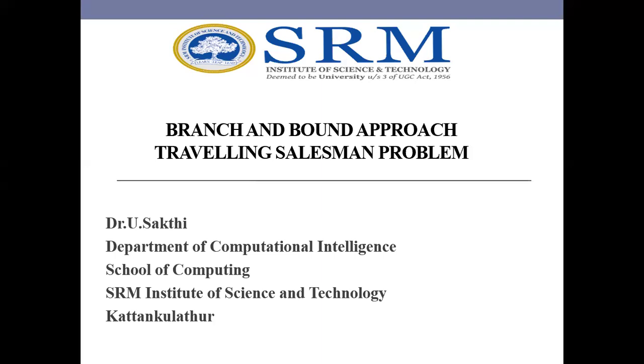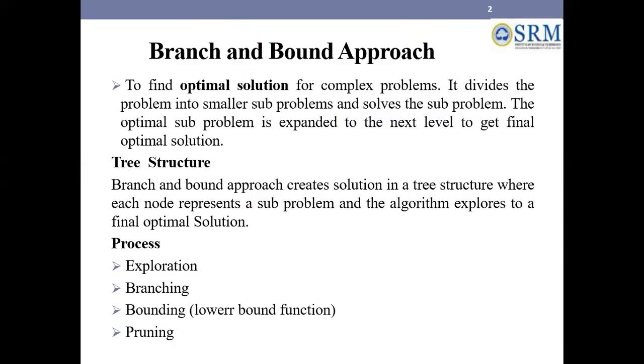Good morning, everyone. Today we will see branch and bound technique for solving traveling salesman problem. First, we will see what is branch and bound technique. This is mainly useful for solving optimization problems. The solutions can be maximum value or minimum value. Optimal solution can be divided into two types, that is maximization problem or minimization problem. Branch and bound technique is used for solving both maximization and minimization problems in an efficient way.